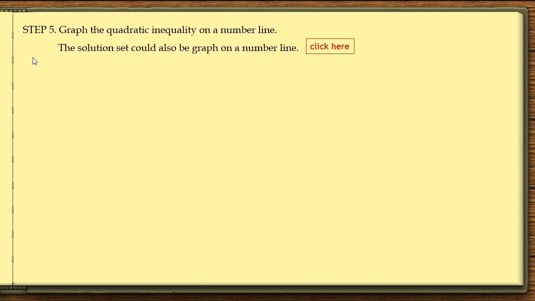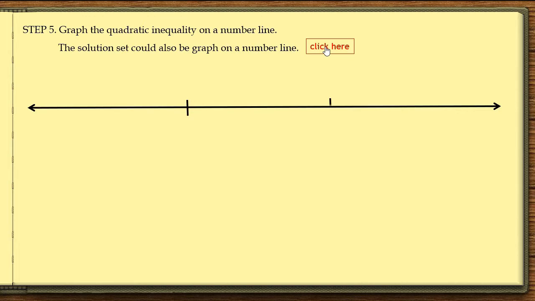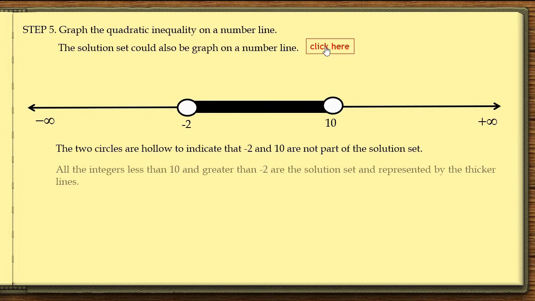In step 5, we need to graph the quadratic inequality on a number line. The two circles are hollow to indicate that -2 and +10 are not part of the solution set. All the integers less than -2 and greater than 10 are the solution set and represented by the thicker lines.